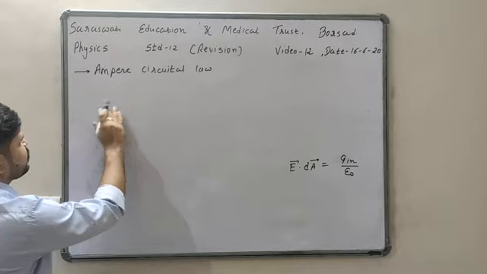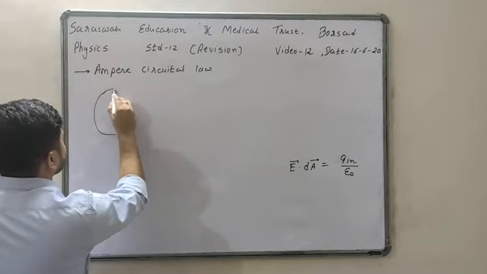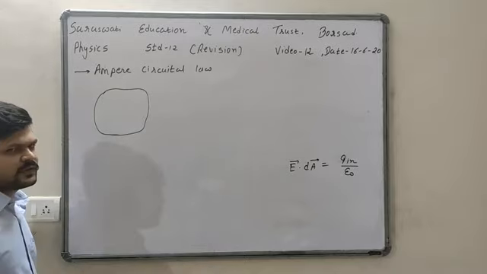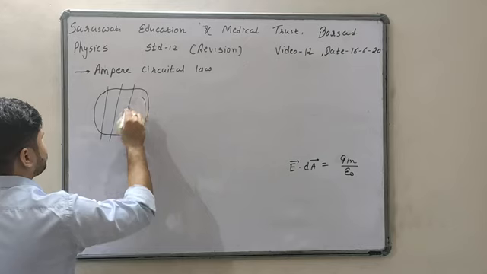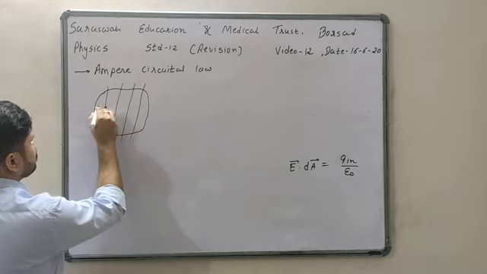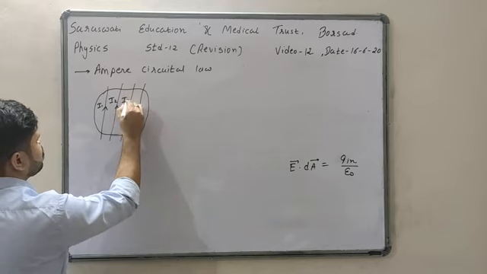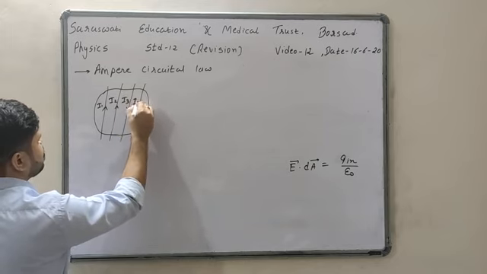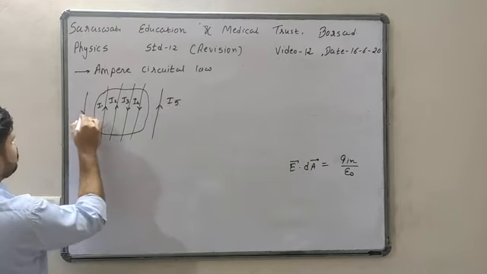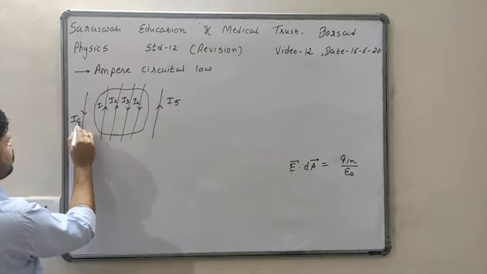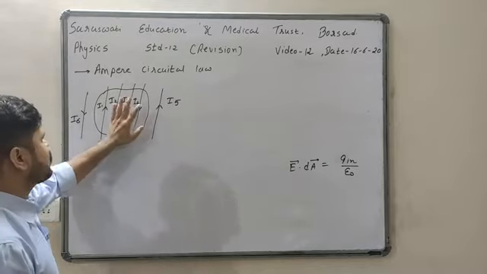Suppose in Ampere circuital law, we are given one closed loop. Some currents are flowing through this surface: I1, I2, I3, I4. This is I5, and here there is one more current I6. I5 and I6 are the currents flowing outside the loop, and I1, I2, I3, I4 are the currents flowing through the loop.